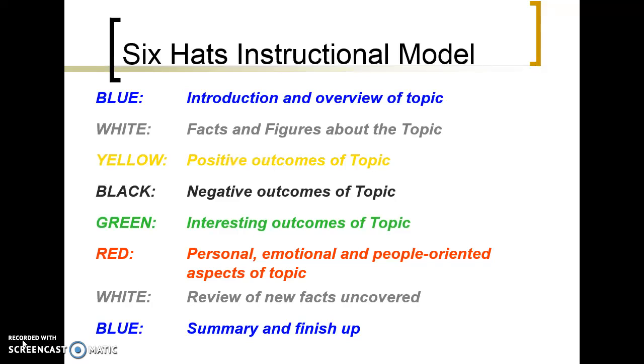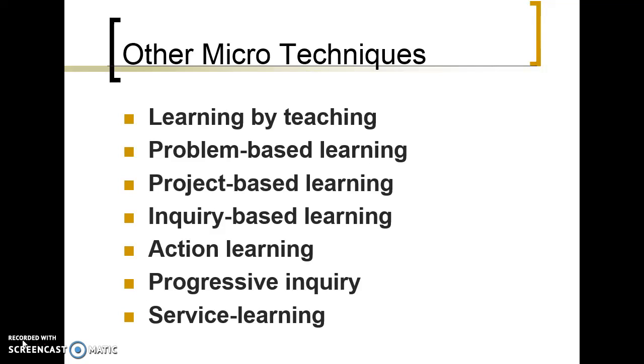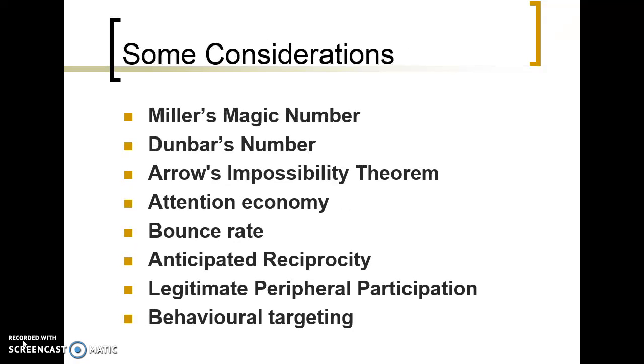So overview, facts and figures about a particular topic, the positives about a topic, perhaps the negatives, some interesting activities we could do around the topic, my opinion as the teacher about the topic, a review of facts, and then a summary. Other micromodels that are worth mentioning briefly are learning by teaching, problem-based learning, project-based learning, inquiry-based learning, action learning, progressive inquiry, and service learning, or community-based learning, that's also called. So lots of other techniques out there.